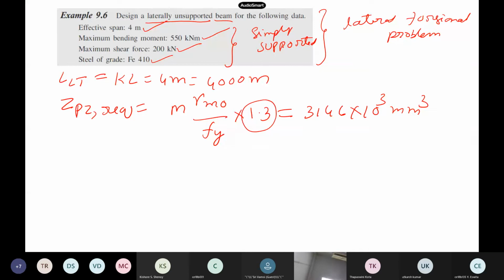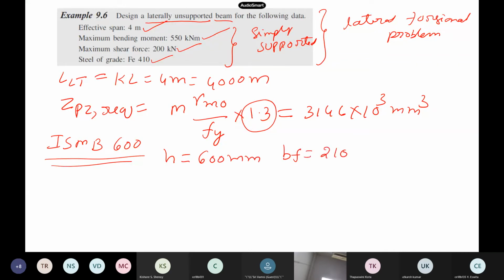Now for this you see the steel tables at the back side of the textbook, and we select this section ISMB 600. So it satisfies this plastic section modulus. So you copy all the details. So depth of the section is 600, then width of the flange is 210, then thickness of the flange is 20.8, then the thickness of the web is 12 mm, and the radius at the root. So this is required for web crippling.